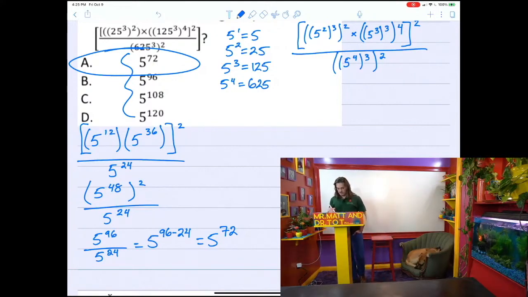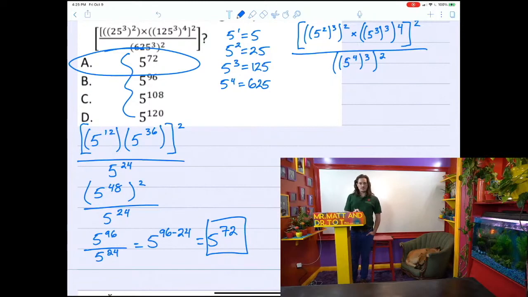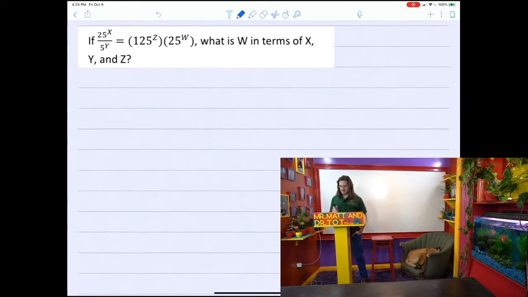Okay, so your answer there should have been 5 to the 72nd power, answer selection A. If you have any questions, please let me know. Otherwise, let's look at this last problem. This will take us up to the end of class today. I'm going to give you 3 minutes.